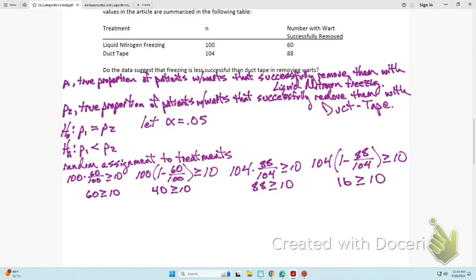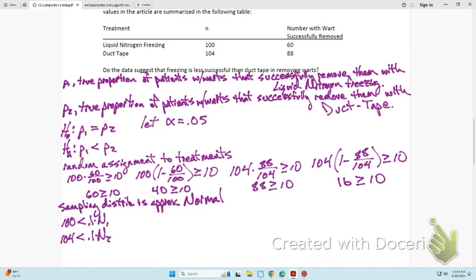And that's it. I'm running out of room. Sampling distribution is approximately normal. We're going to assume that there are many people in the world with warts and that 100 is far less than 10% of all of them. And 104 is also far less than all of them. All right. Assume true.